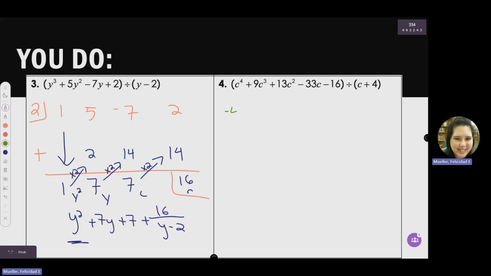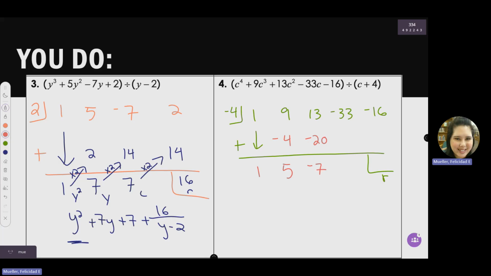So we should have -4 here. 1, 9, 13, -33, -16. Going to add, bring down. This is my remainder. All right, 1 minus 4 is 5. Minus 20 is -7. That is 28.